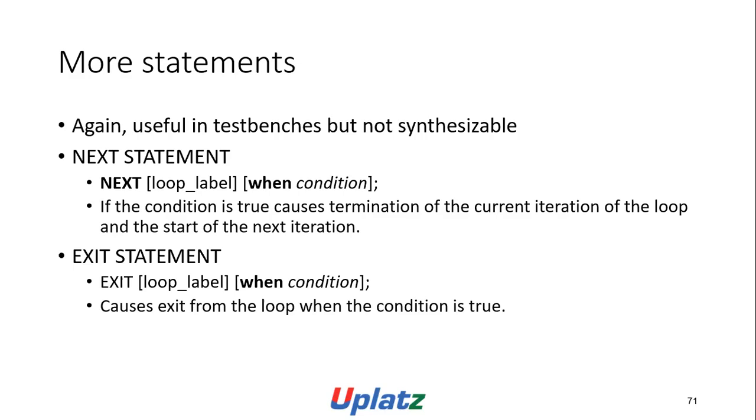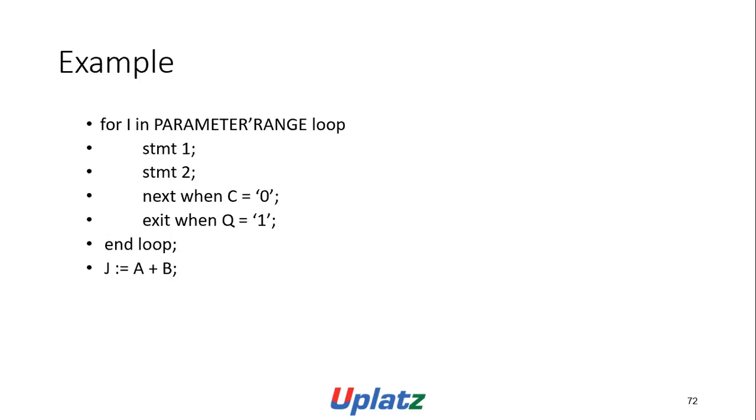Next statement: next loop label when condition. If the condition is true, it causes termination of the current iteration of the loop and the start of the next iteration. Exit statement: exit loop label when condition, causes exit from the loop when the condition is true. Example: for I in parameter range loop, statement 1, statement 2, next when C = 0, exit when Q = 1, end loop, A := A + B.